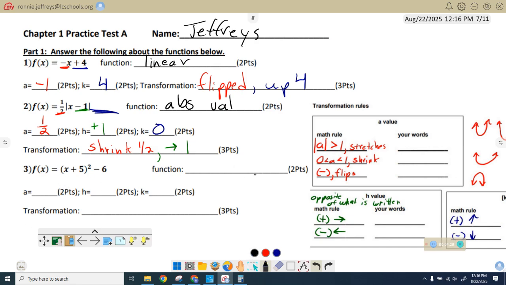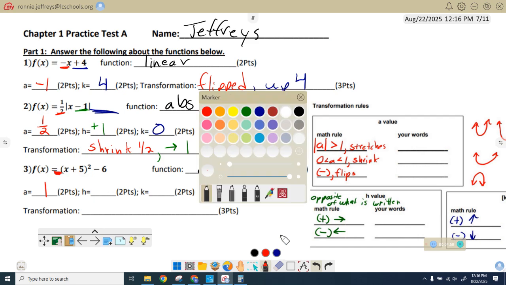All right. And number 3, what type of function is this? Quad. All right. Our A is our value right here. Now, if it's not written, it's understood to be 1. When A is 1, nothing is done. Okay? You just leave it alone. There's no transformation if A is 1. Okay?